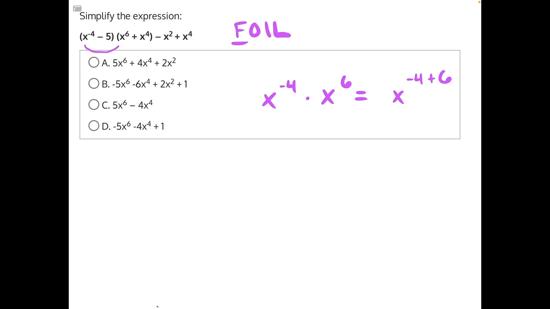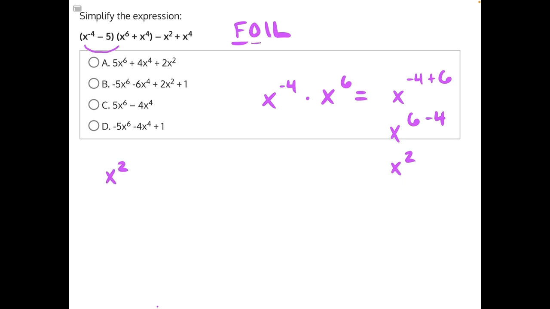This is equal to x to the negative 4 plus 6. And remember, adding a negative is the same as subtracting a positive, so we can rewrite this to say x to the 6 minus 4. That just helps you do the math a bit quicker, which would give us x squared. So the first result, our first term, will be x squared.